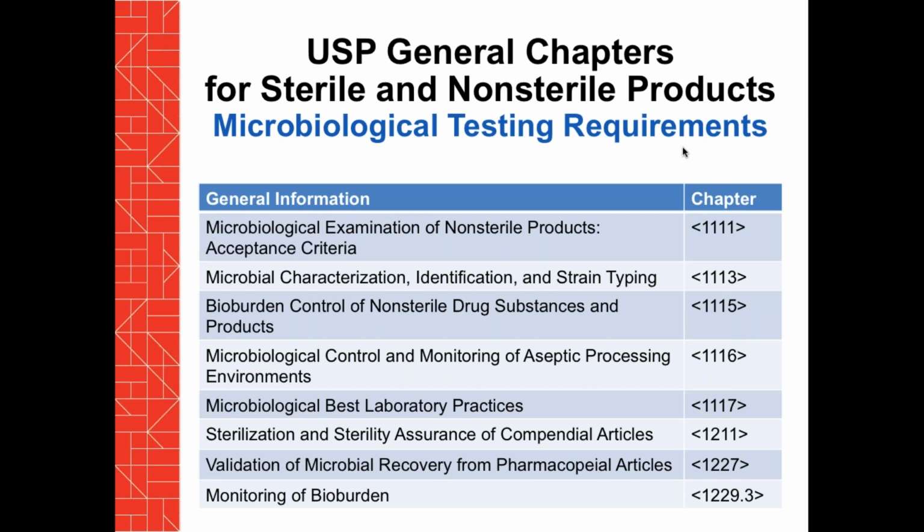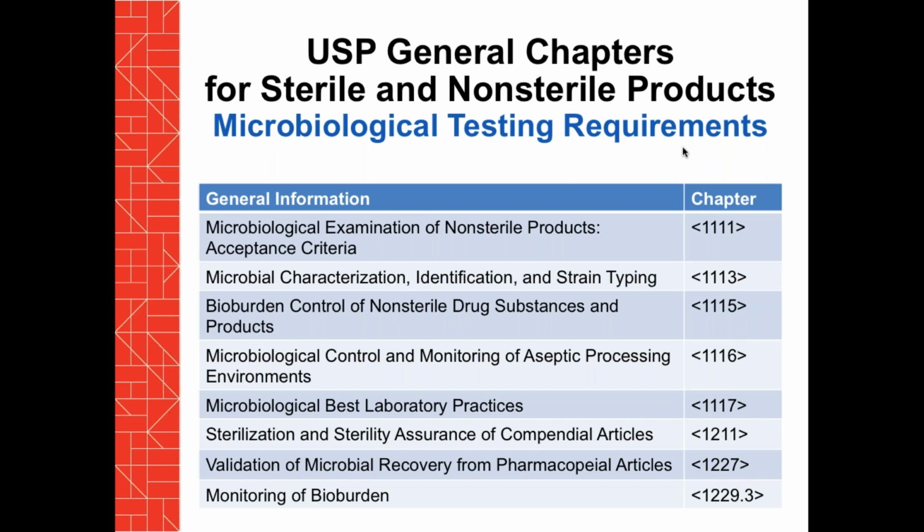1211 chapter covers the sterilization and the sterility assurance of the compendial articles. 1227 is a chapter that's referring to the validation of microbial test methods. It focuses on microbial recovery from pharmaceutical products, as this is the main objective during any microbiology test validation.